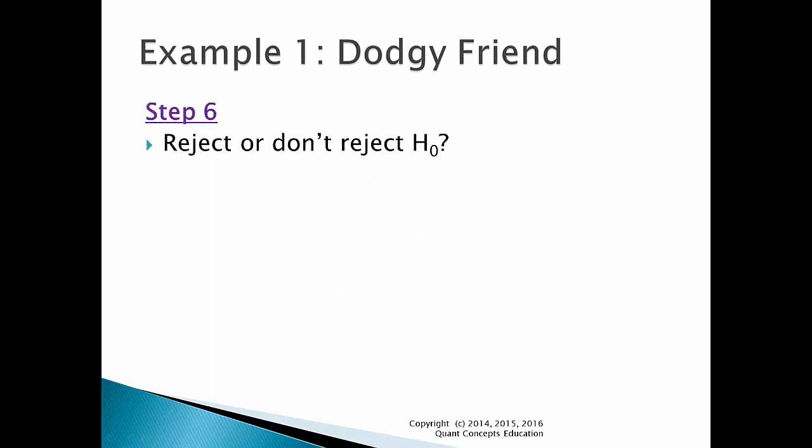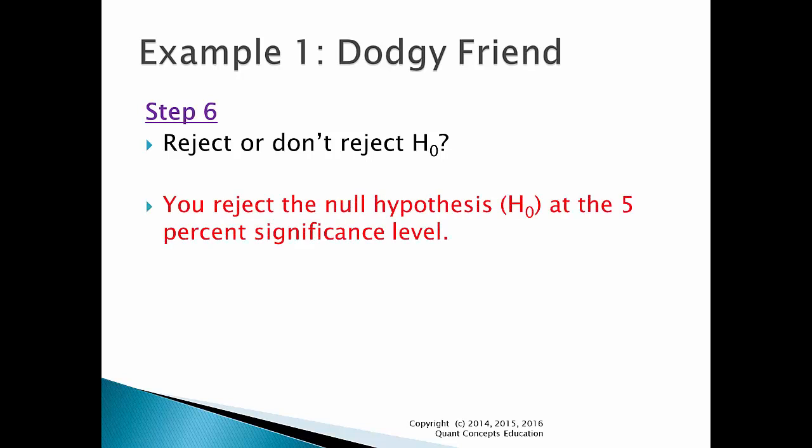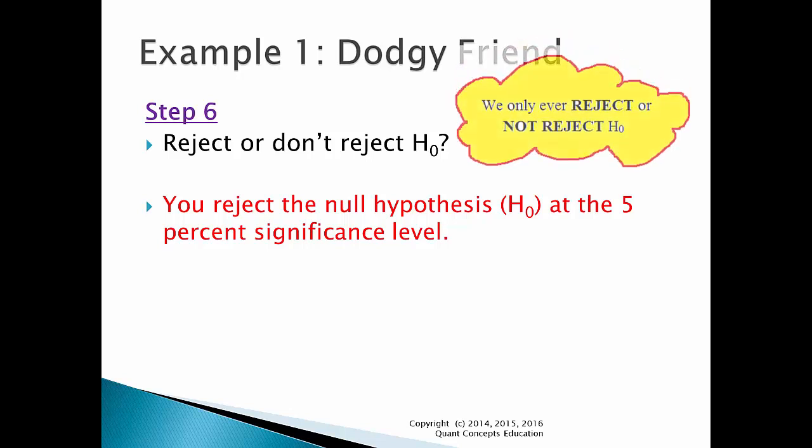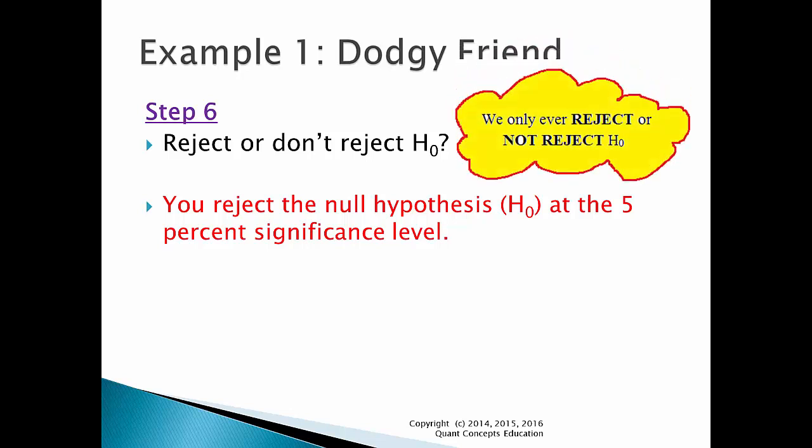The final step is to figure out whether we reject or don't reject the null hypothesis. This is the easiest step, so we're now in the clear. Since the sample mean falls in the rejection region, you reject the null hypothesis at the 5% significance level. Now, this is a very important rule. We only ever reject or not reject the null hypothesis. We never accept or reject the alternate hypothesis or accept the null hypothesis. Okay? So we always either reject or don't reject the null hypothesis.